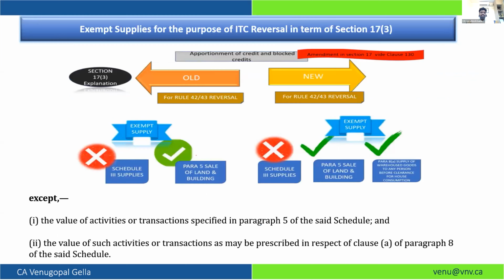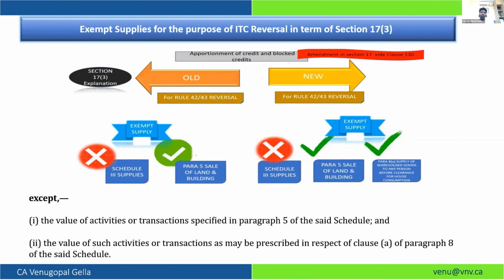Moving on to the next, section 17 subsection 3. As per section 17 subsection 2, the ITC which is attributable to both taxable supplies and exempt supplies, such common ITC is required to be reversed in proportion to the exempted turnover. If you see the explanation to section 17 subsection 3, the exempt supply shall not include the Schedule 3 transactions, except para 5 of Schedule 3. As we know, Schedule 3 transactions, being neither a supply of goods nor a supply of services, are not covered under exempt supply. But only for the purpose of reversal under this section, these non-GST supplies shall be considered as exempt supply. So para 5 is already there, that is the sale of land and building.